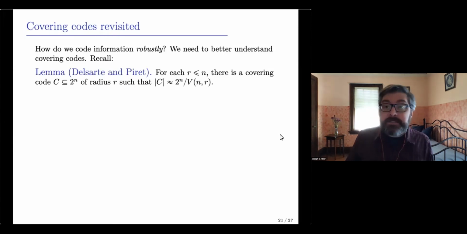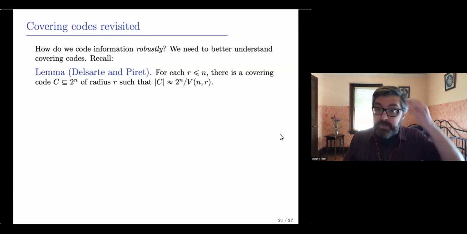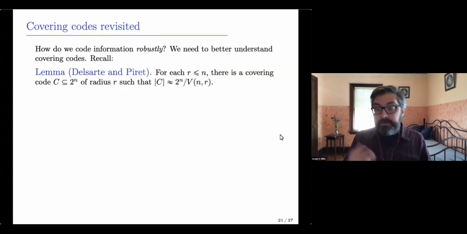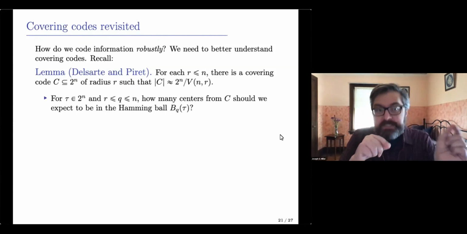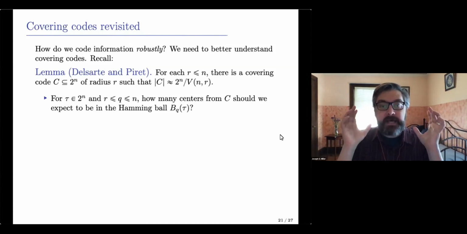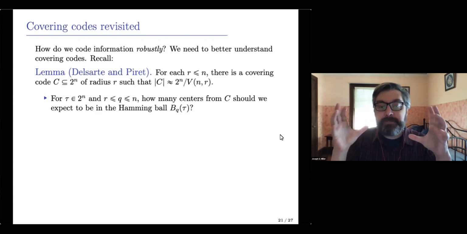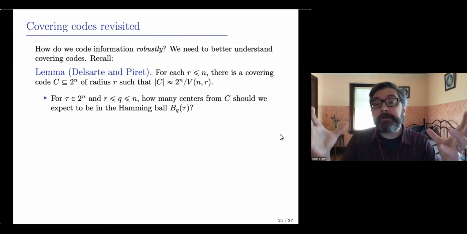And for that, we're going to go back to covering codes. So I've copied Del Start and Perret's result, that there's a covering code of near optimal size and radius r. So now let's fix any tau and any q greater than r and ask how many elements of C are in the Hamming ball B_q(tau)? How many should we expect there to be?